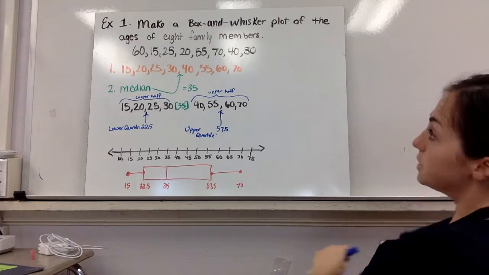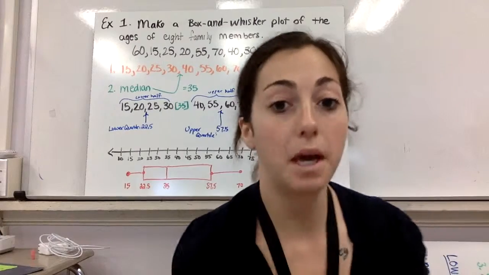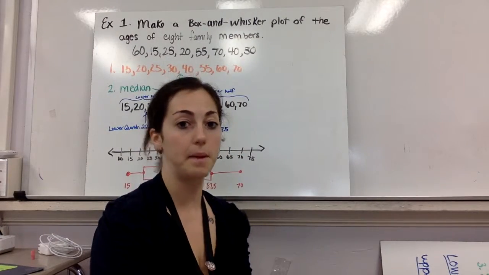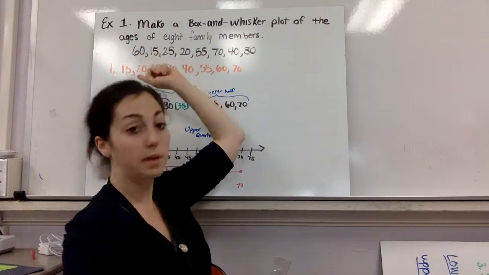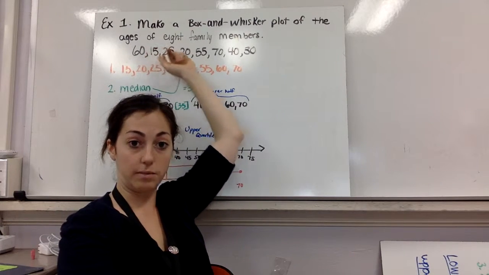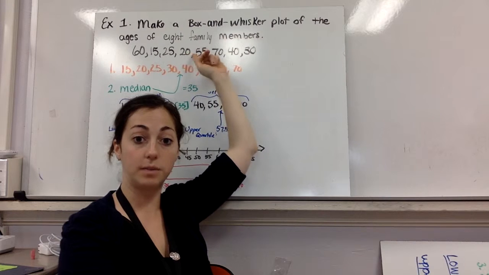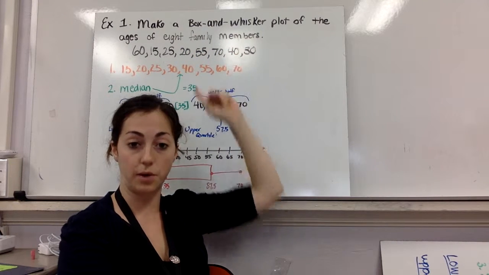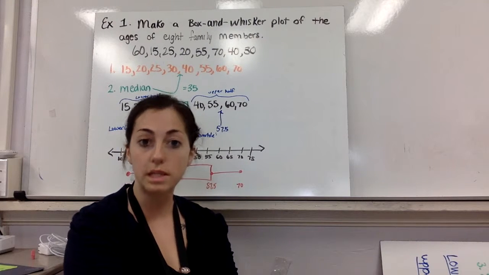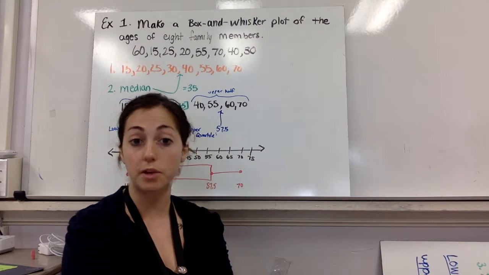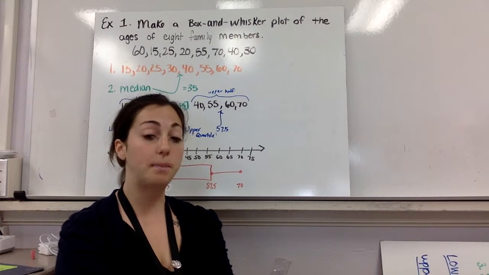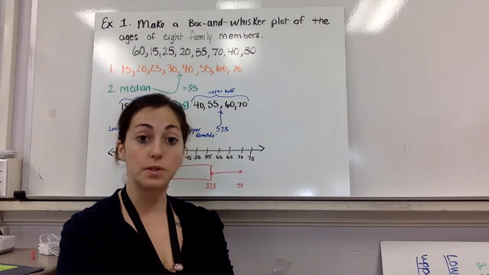Okay, cool. So example 1, make a box and whisker plot of the ages of 8 family members. So here's our ages. We have someone is 60, someone's 15, someone is 25, someone is 20, someone is 55, someone is 70, someone is 40, and someone is 30. So we're going to use this data of 8 family members, their ages, and we're going to make a box and whisker plot. So step 1 said, put the numbers in order.